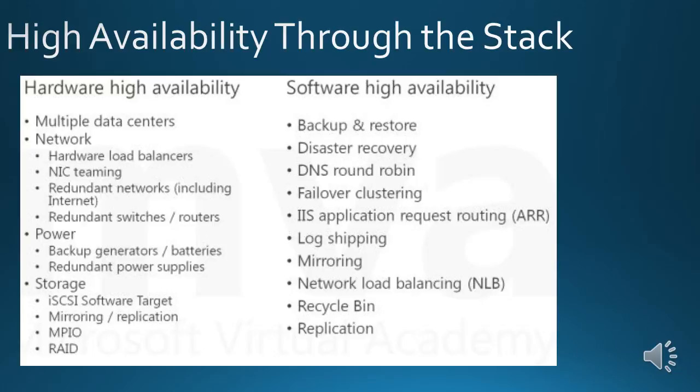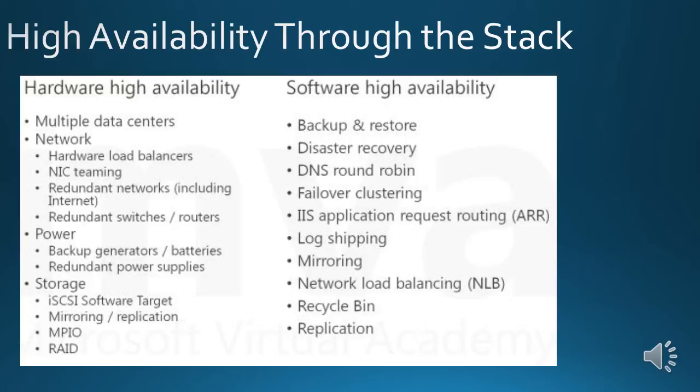For network high availability, think about having hardware load balancers. Think about using NIC teaming to distribute incoming connections to a NIC. Think about having a redundant network everywhere and redundant network infrastructure such as switches and routers. For power, make sure that you have backup generators or batteries, so that if there is a power outage, you can quickly restore services and keep them up and running, even though there may be some type of performance degradation.